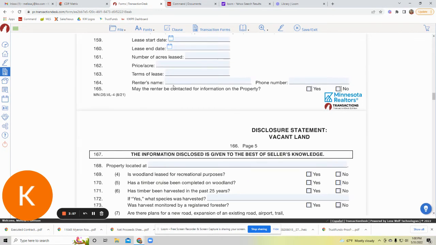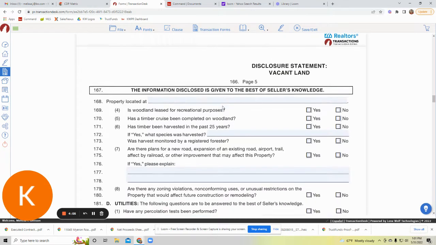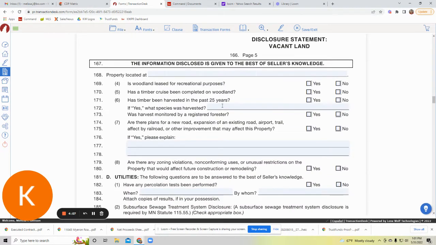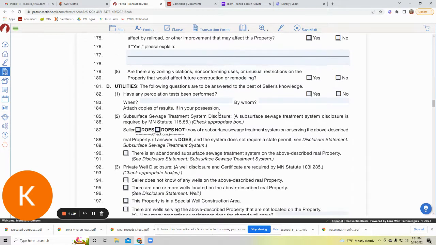Is this something that you are going to share the expenses or the profits on after these expenses? Is the person who's been leasing the land going to be reimbursed for all the planting and fertilizing that they did, and so on and so forth? Then if it's not farmland and it's actually wooded land, they're asking, has the timber been harvested there in the past 25 years? Are there any plans for any new road expansions or any trails that may impact the property?